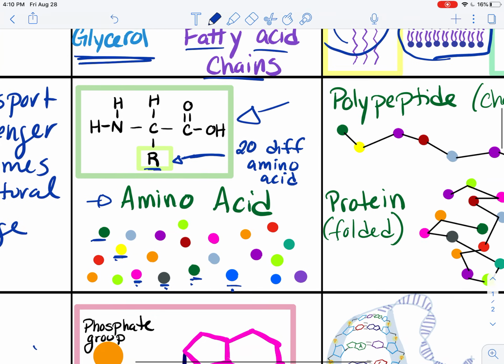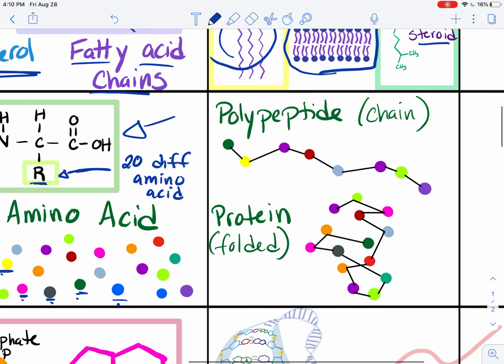Now, before it's a protein, they have to first attach to one another. So the first step is to form what we call a polypeptide, or a chain of amino acids. So a polypeptide is just a chain of amino acids. So I have these amino acids and they're bonded together and they form just a linked chain. A polypeptide by itself really can't do anything yet, but it is an important first step to making our protein.